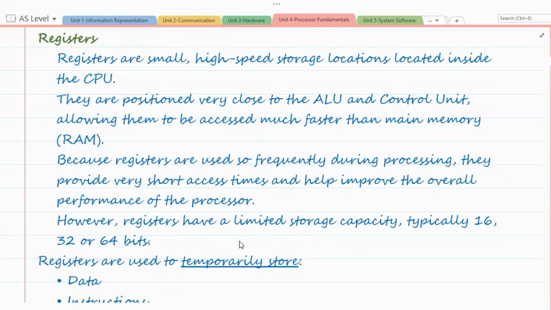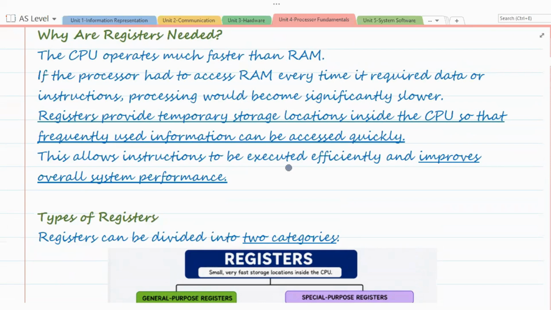However, why are registers needed? Now, the CPU works incredibly fast. RAM is fast too, but not as fast as the CPU. So if the processor had to constantly access RAM for every small piece of information, processing would slow down. So registers are used to solve this problem by temporarily storing data, instructions, and addresses, right? We do have cache memory also to help the CPU access data faster. However, that we'll cover in some other video. Today's focus is only on registers.